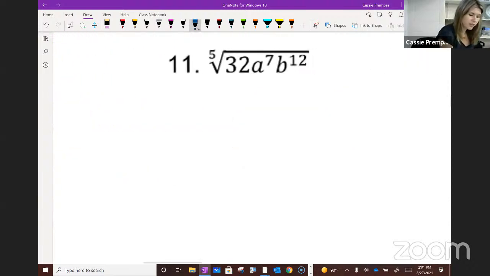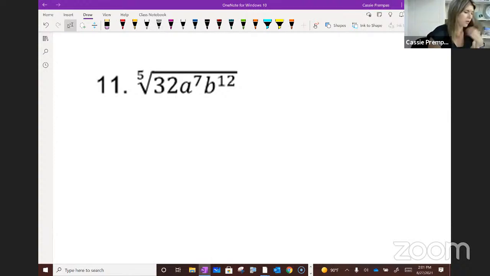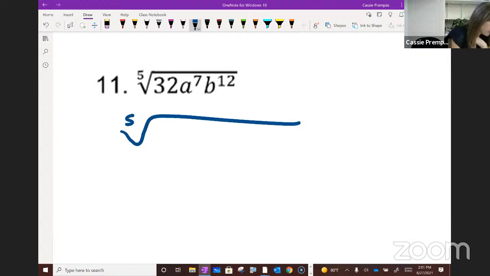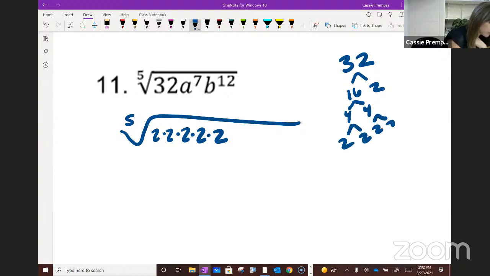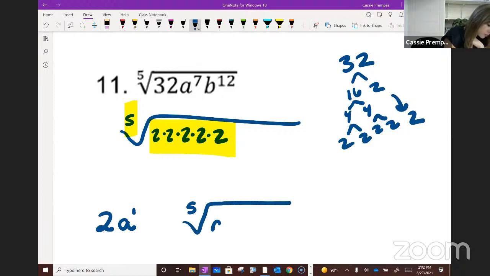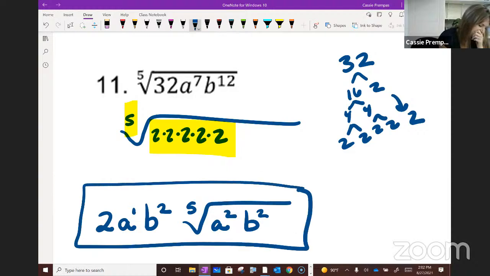All right, last one, number 11. Number 11, go ahead and try that one on your own, and then we'll check our answer. Okay, check up here when you're finished.